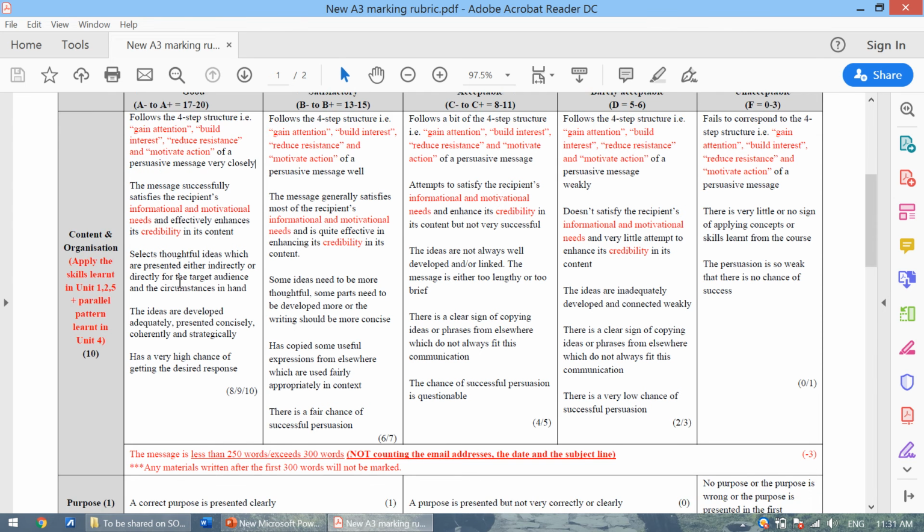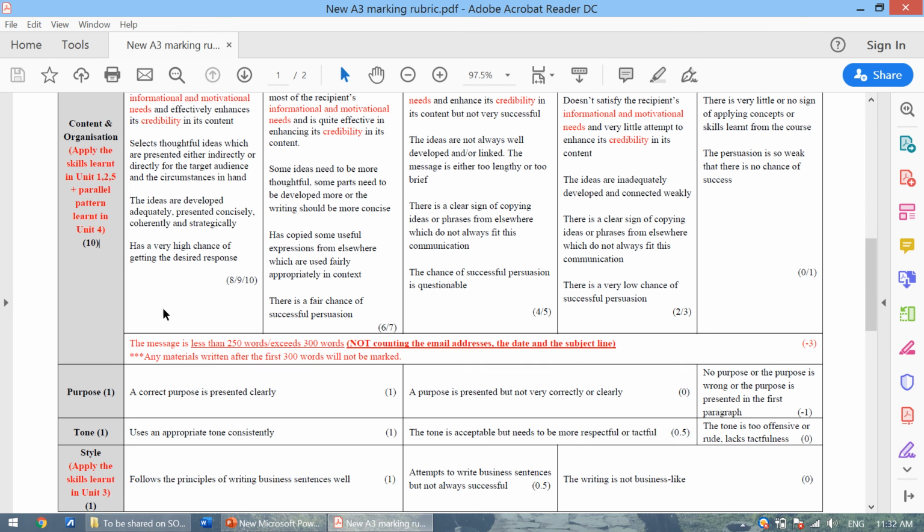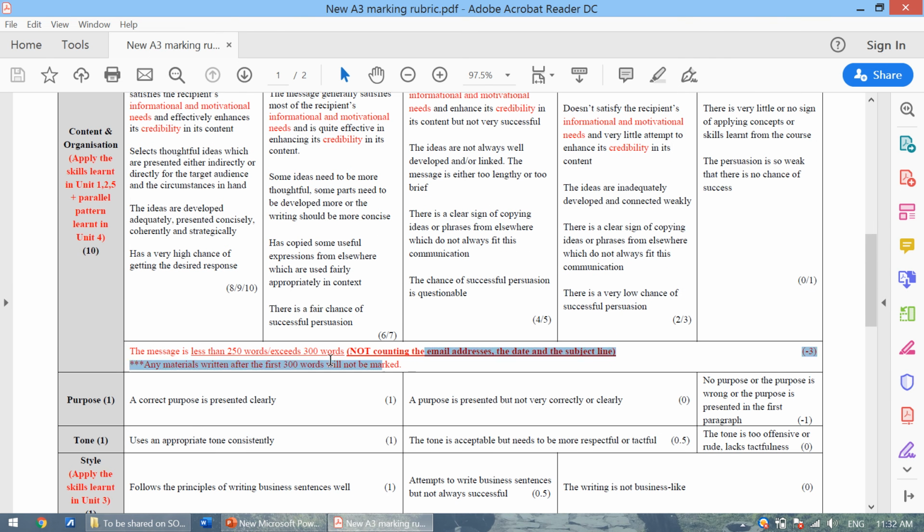And here, apart from Units 1, 2, and 5, you can also see I highlighted that you need to revise Unit 4. Unit 4 is actually about routine messages, not persuasive messages, but there is one very important concept we have covered in Unit 4, which is parallel pattern, parallelism. So please make sure that you understand how to list ideas vertically or horizontally and apply the skills when necessary in this message.